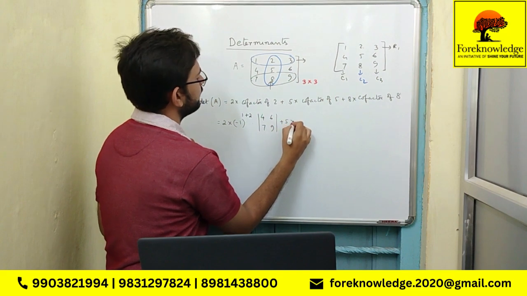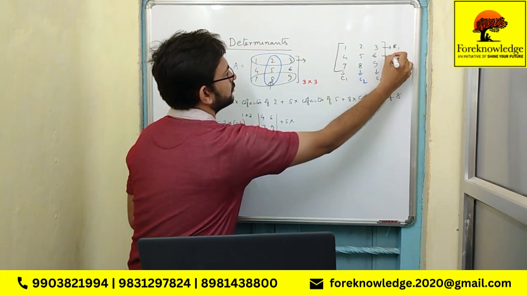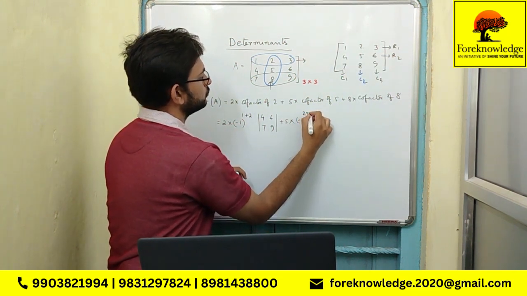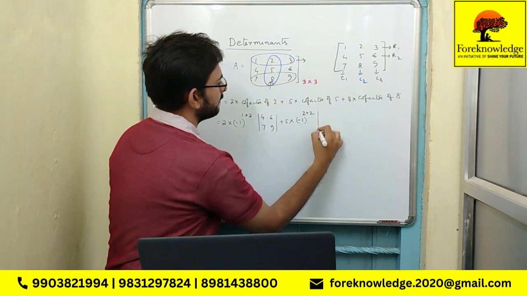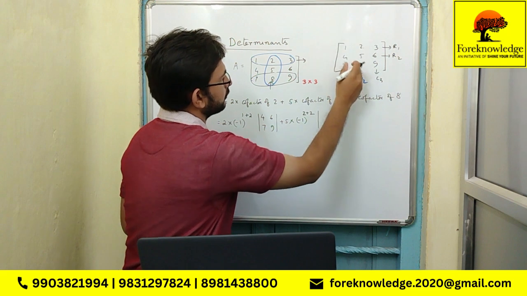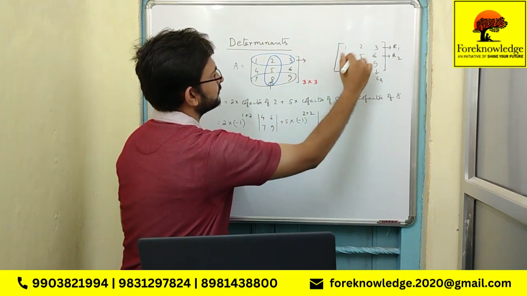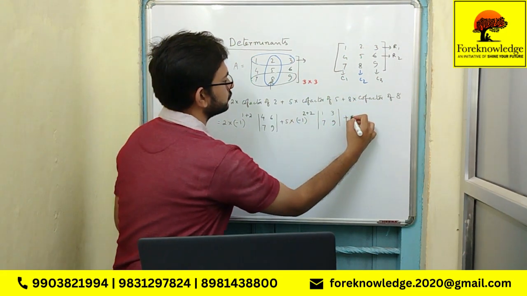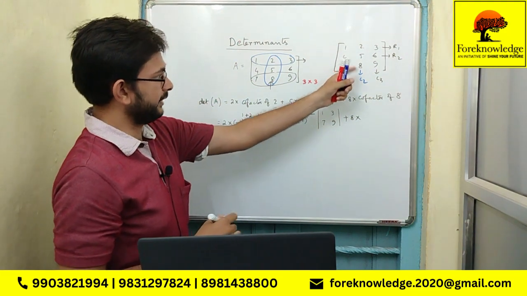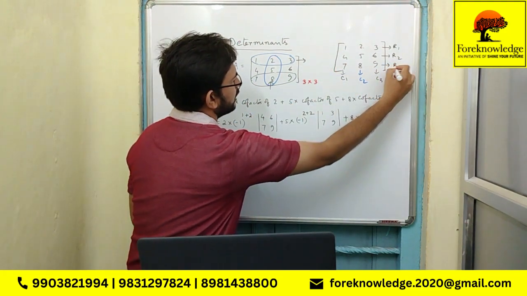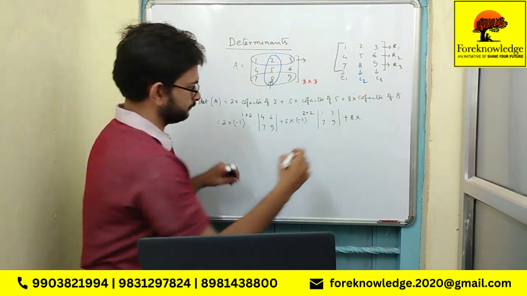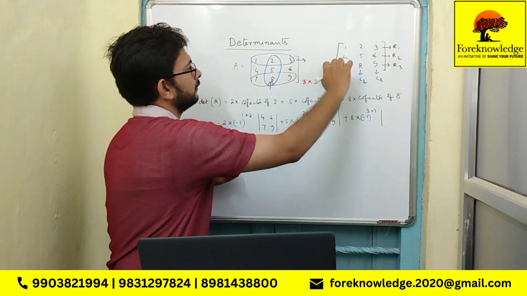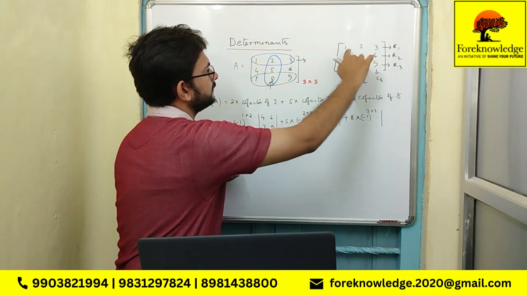Plus 5 into 5 is present at second row, second column. So minus 1 to the power second row 2 plus second column 2 into subdeterminant. Second row, second column is eliminated. 1, 3, 7, 9. Plus 8 into 8 is present at third row, column 2. Minus 1 to the power third row second column into subdeterminant. Row 3 column 2 is eliminated: 1, 3, 4, 6.